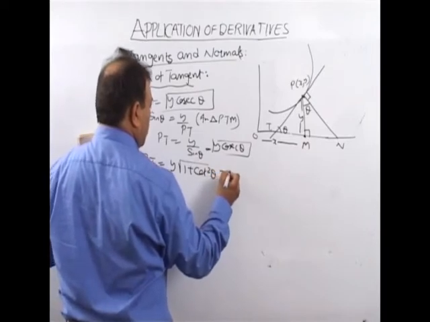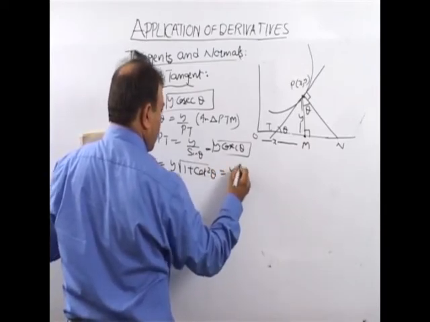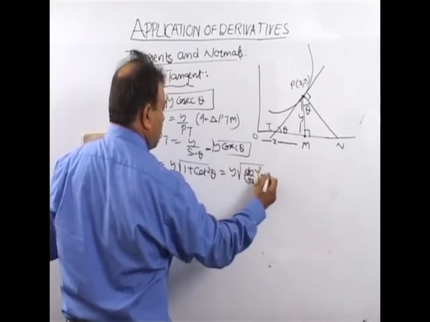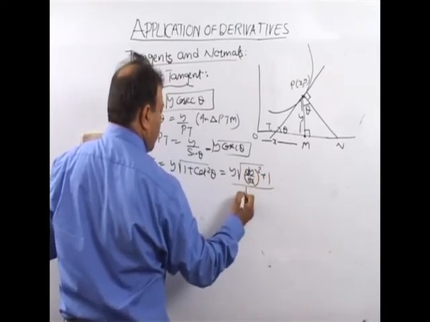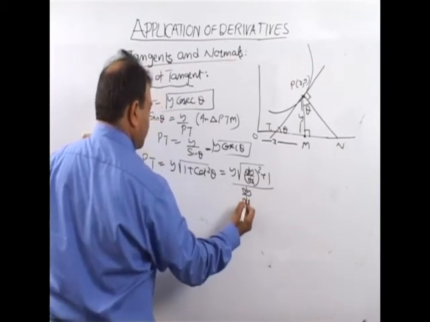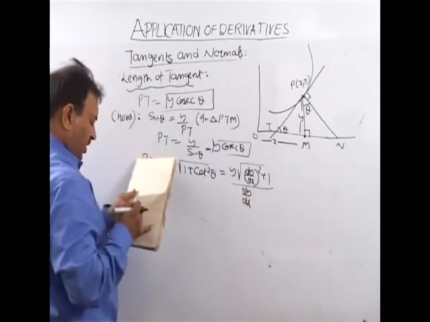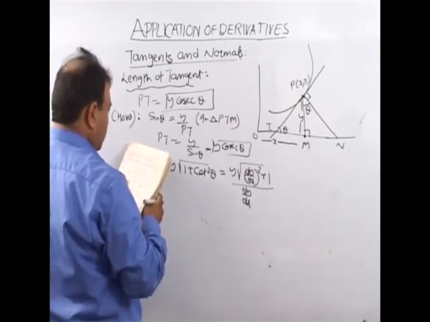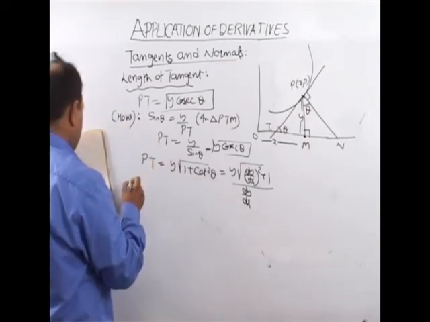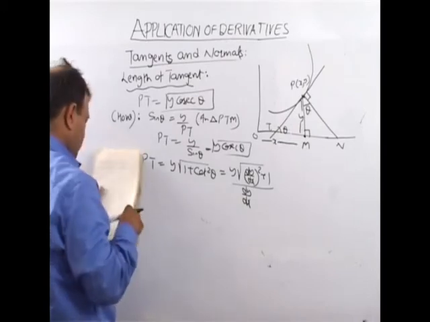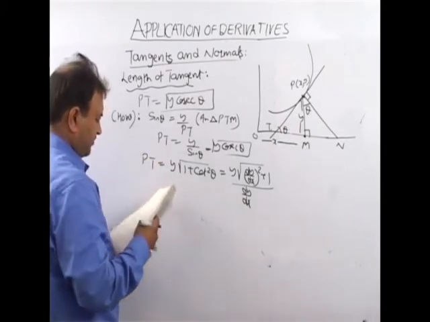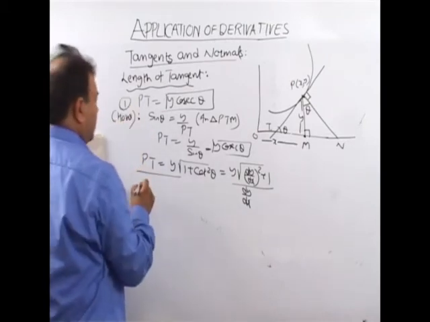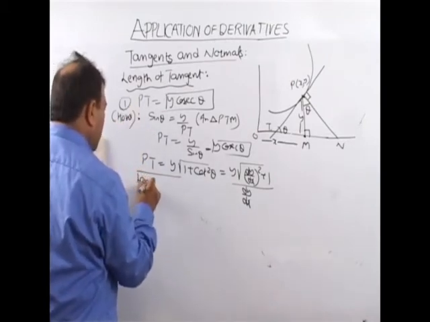This is equal to y times the square root of (dy by dx the whole square plus 1) upon dy by dx. This is y into root of (dy by dx the whole square plus 1) over dy by dx. This is the length of tangent. The next thing is, this is the first, called length of tangent. The second thing is length of normal.